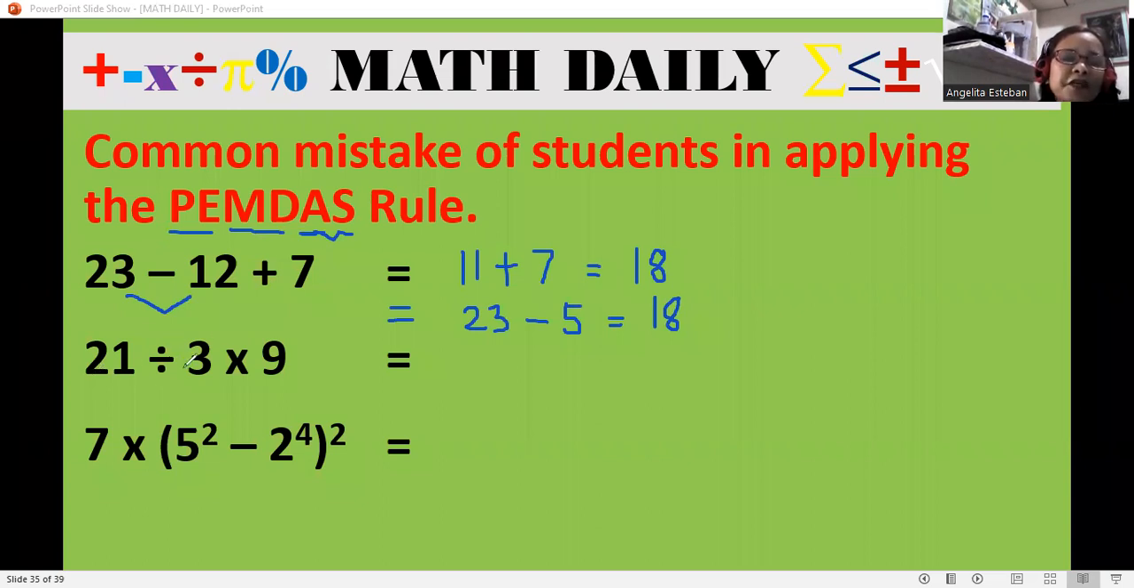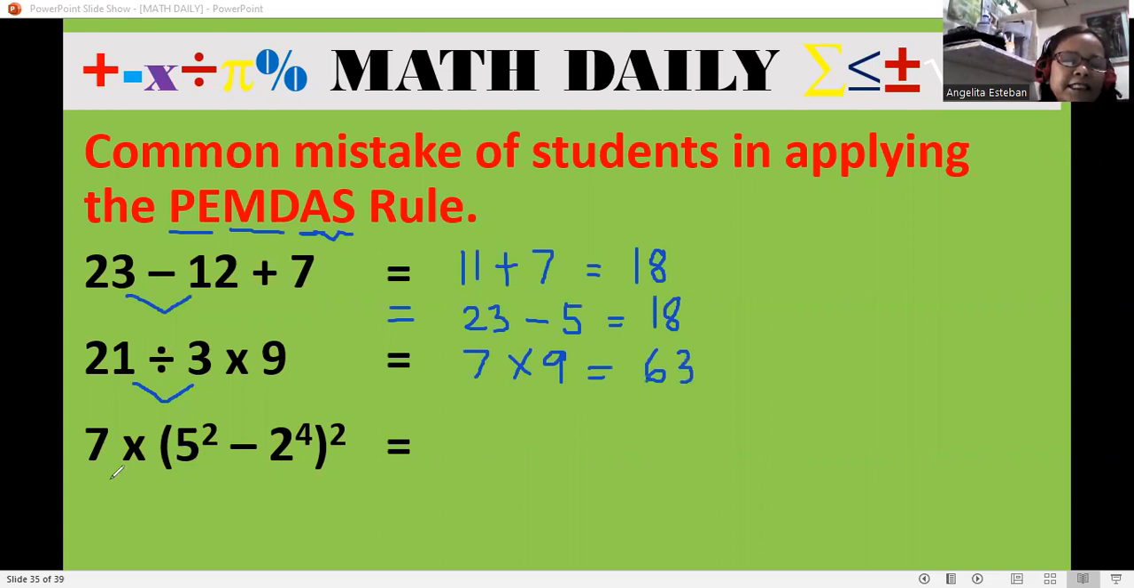Now, if you have this case, again, we have the division first before the multiplication. Therefore, the 21 divided by 3 must be done first. So 21 divided by 3 gives us 7. And the answer will be multiplied by 9. And therefore, the answer that you will be getting here is equivalent to 63.